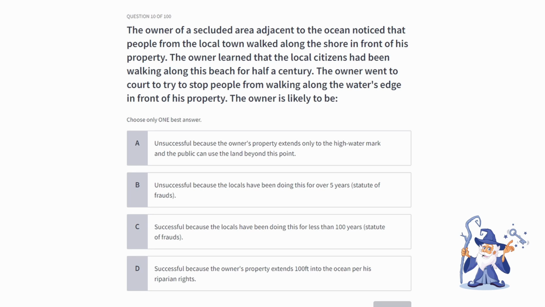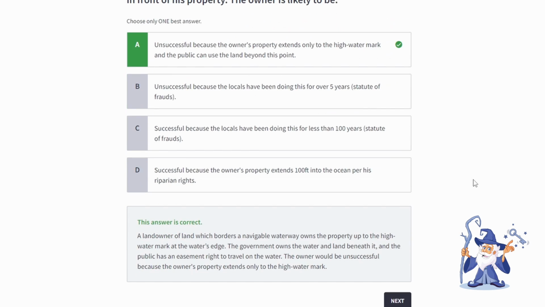Alrighty, did you guys come up with the correct answer? Hopefully. Alright, so the correct answer for this one's going to be A. That's right, A. So unsuccessful because the owner's property extends only to the high water mark and the public can use the land beyond this point.